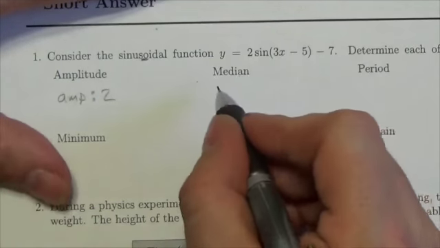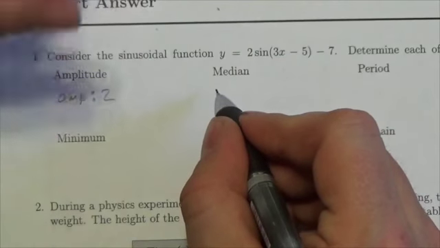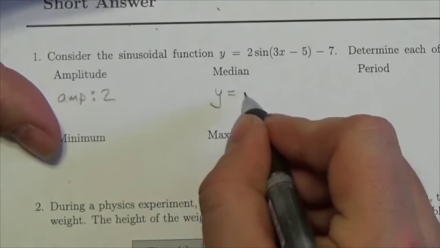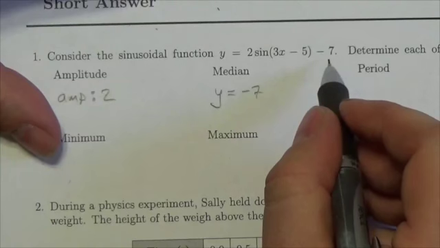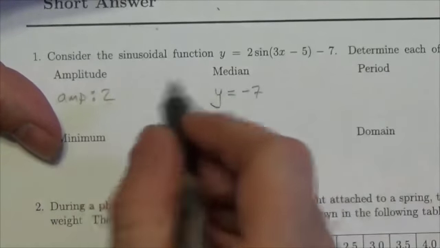In this case, the median is actually going to be the equation of a line, y equals, and in this case it's just a very simple -7. It's the d value. But that's going to give us that horizontal line, and that's what we want.